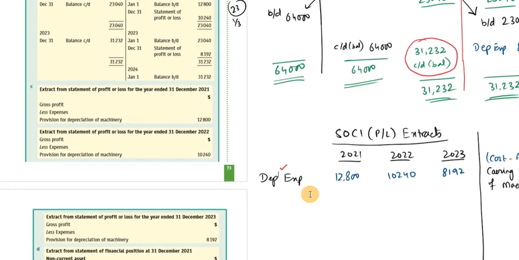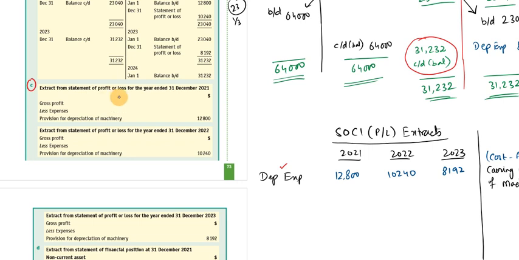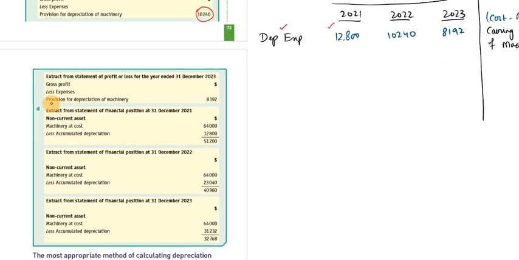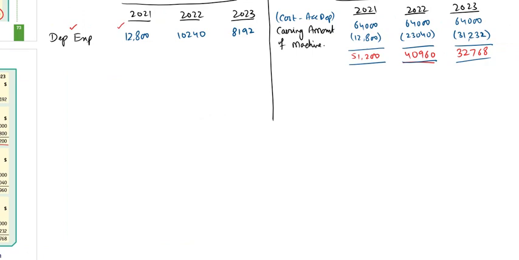So, extracts related to the profit and loss account for the year 2021. There is the provision for depreciation expense, that is 12,800. Here we write it. In 2022, the depreciation expense will be 10,240. Here is 10,240. And the same in 2023, 8,192. Here is the 8,192. And the extract for the statement of financial position: in 2021, the carrying amount of the machine is 51,200. Here we write 51,200.